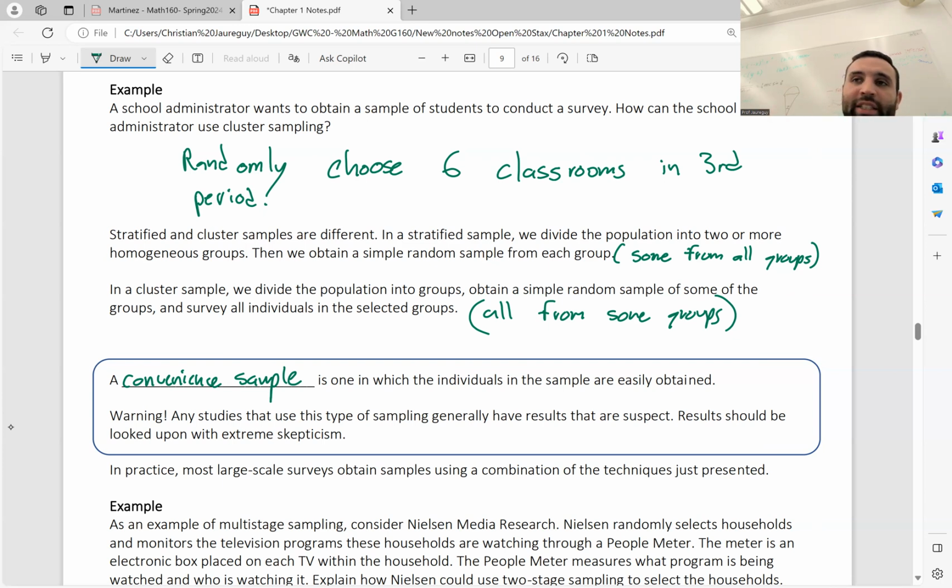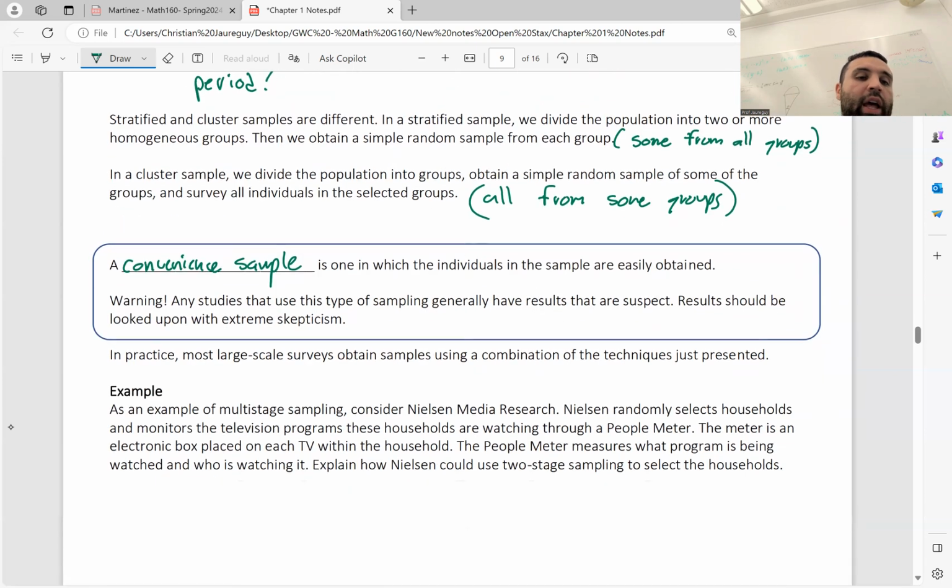It's convenient. It's easier. Should they do this? Absolutely not. But it is what happens, unfortunately. And look at this warning. Any studies that use this type of sampling generally have results that are suspect. Results should be looked upon with extreme skepticism.